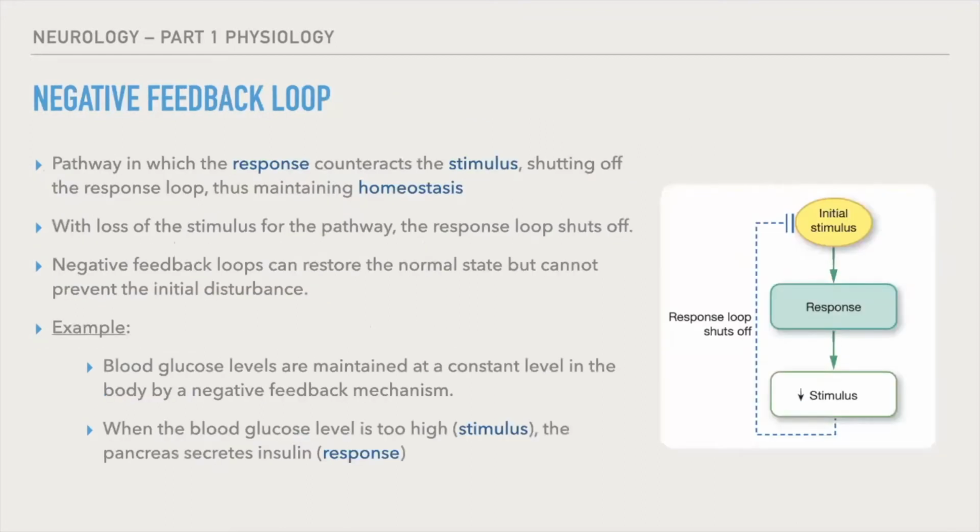In the negative feedback, the response opposes or removes the original stimulus, which in turn stops the response loop. The negative feedback loop can restore the normal state, but cannot prevent the initial disturbance, which is important to remember. An example for a negative feedback loop is again the blood glucose levels. When the blood glucose level is too high, which is the stimulus, the pancreas will secrete insulin, and the insulin will decrease the blood glucose level, which is the response.